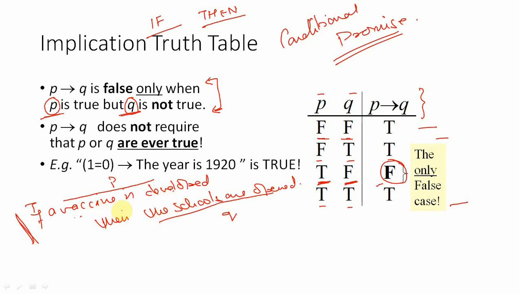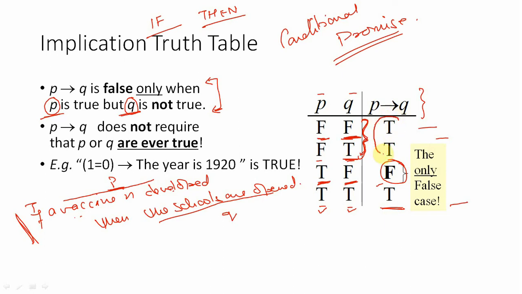If the vaccine is developed and the schools are opened, then both are true, so the implication is holding. If the vaccine is not developed, God forbid, then whether the schools are opened or not opened, we cannot say that the conditional promise is broken. Why? Because the premise has not yet been affirmed. In both cases, we cannot say that the conditional promise is broken.